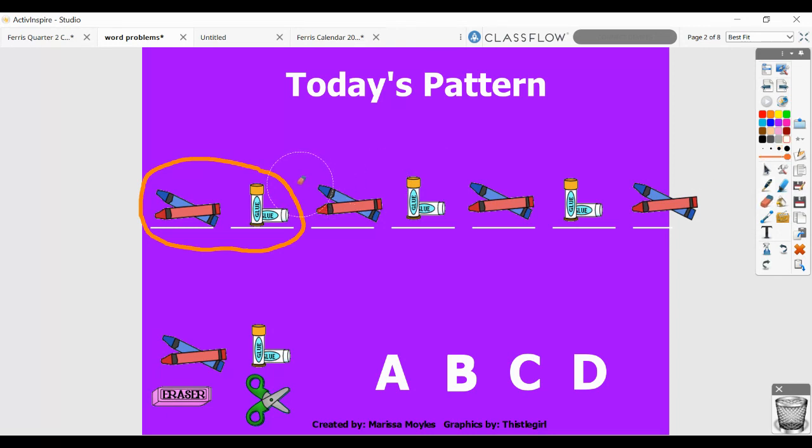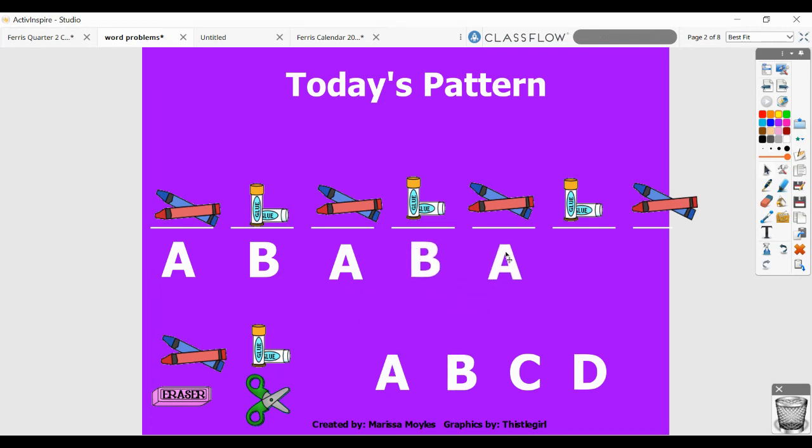So now we're going to label our pattern. We're going to label it using letters. Usually when we label patterns, we always start with A. Then we go to the next letter in the alphabet, which is B. If crayons are always A and glue is always B, our next label is going to be the letter A for crayon, B for glue, A for crayon, B for glue, A for crayon.